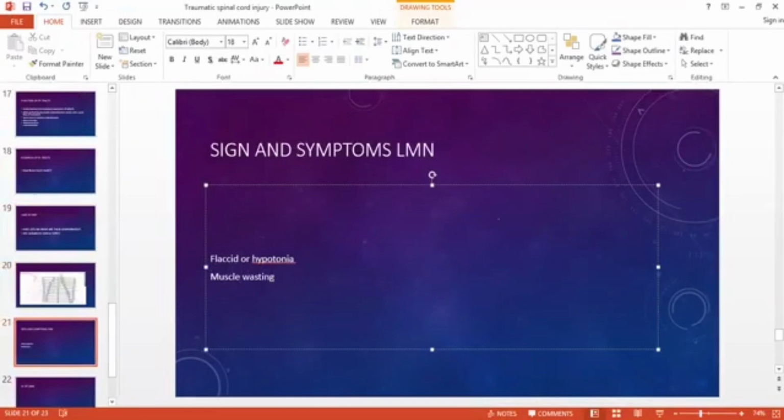Now, what is the difference between muscle wasting and muscle atrophy? I want to explain that. In muscle wasting, the number of muscle fibers is decreased. But in muscle atrophy, only the size of fibers is decreased. It means the fibers shrink, but the number remains the same. But in muscle wasting, the number of fibers also reduces. So that is muscle wasting, and that is what happens in lower motor neuron disorder. Any other sign or symptom?